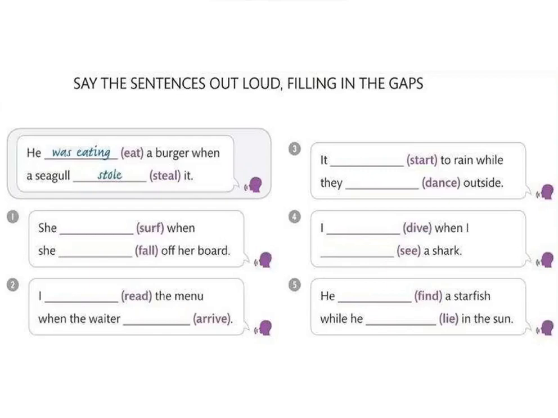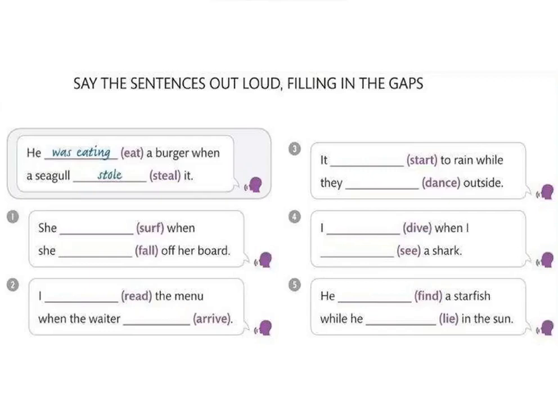Number 5, he find a starfish while he lie in the sun. He found a starfish. The verb to find is usually short. You find something in its moment, you can't spend a long time finding something. While he was lying in the sun.